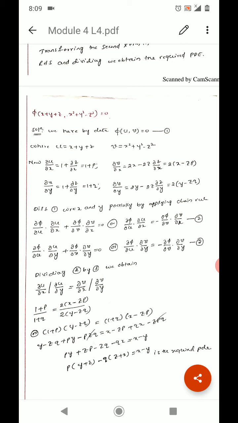Now v with respect to y, del v by del y, is equal to: x square becomes 0, and differentiation of y square is 2y, minus differentiation of z square with respect to y is 2z into del z by del y, which can be written as 2 of y minus zq.